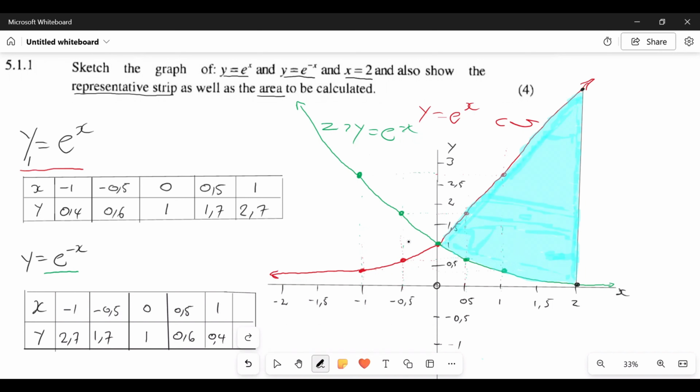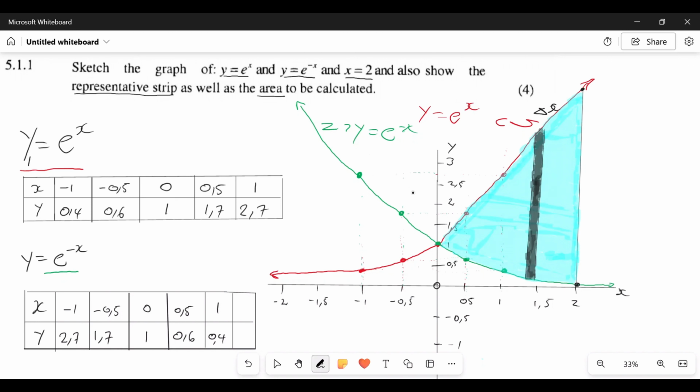All right guys, we are done indicating the area. As you can see, I shaded it in blue there. Now it's time for us to show the representative strip. Guys, the representative strip, you can always put it anywhere as long as it's within the shaded area. You can put it in the middle, at the beginning, or at the end of this graph of ours here. So here is our representative strip. Right, so do not forget to write change in x there.